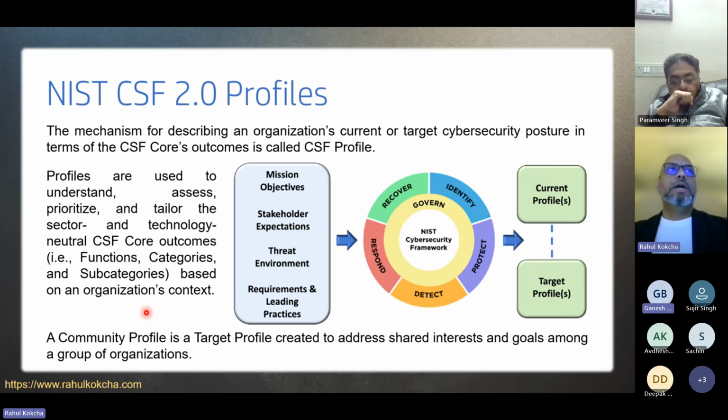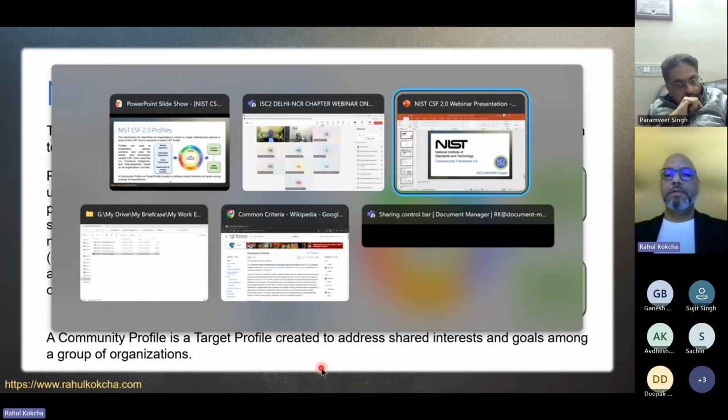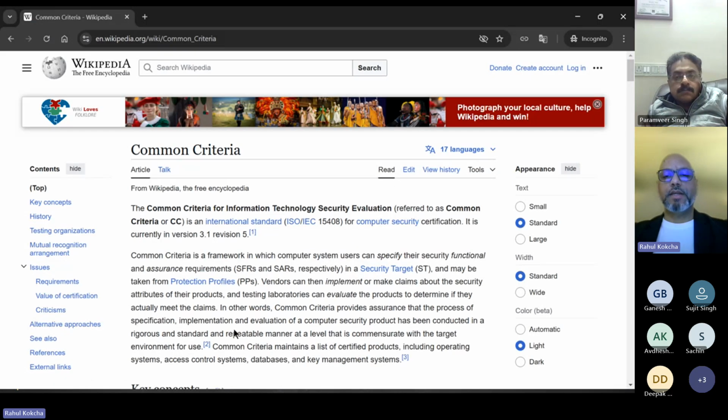And because this is an ISC2 chapter, and I believe most of us are CISSP certified, we have gone through the Common Criteria as one of the topics in the CISSP, if you remember. Fine. So we can relate this very much with that Common Criteria. Let me open this Wikipedia article to give you the reference, and you can refer to the Common Criteria later on.